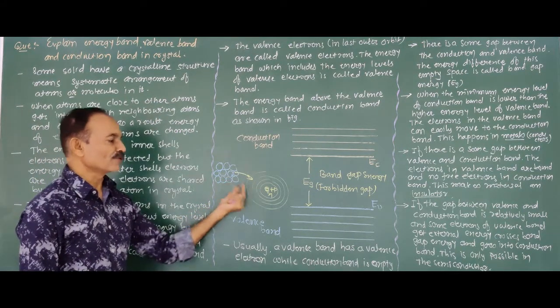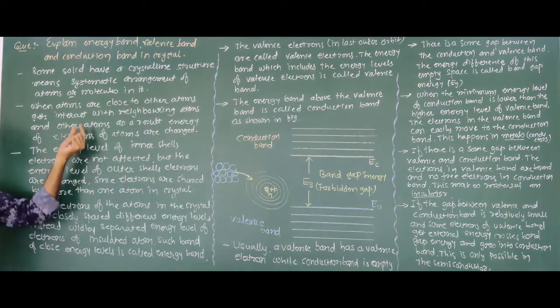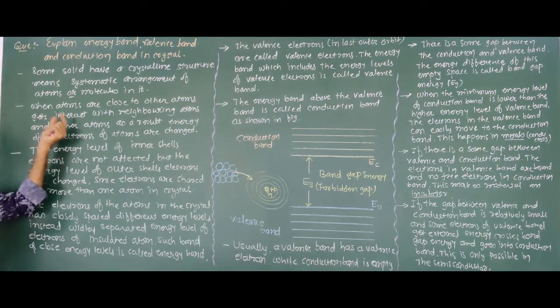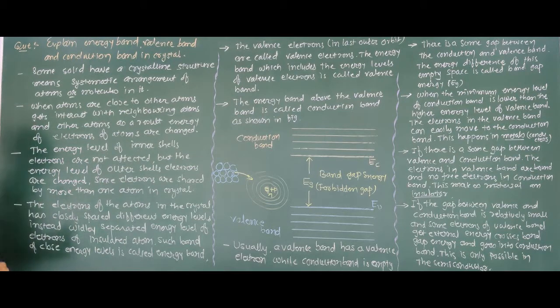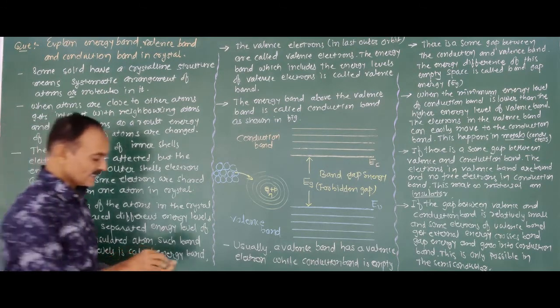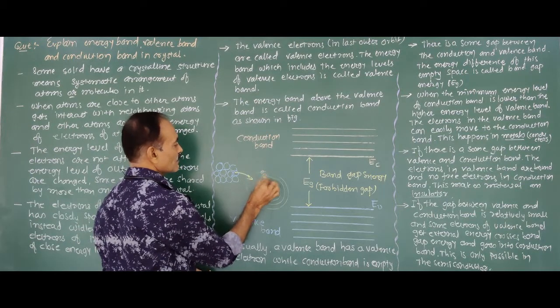So these orbits are known as the shells. When atoms are close to many other atoms, they interact with the neighboring atoms. As a result, the energy of the electrons of the atoms changes. The energy level of inner shell electrons is not affected, but the energy level of outer shell electrons is changed. Here the electrons revolve around the nucleus in the inner shell orbit and also the outer shell orbit.